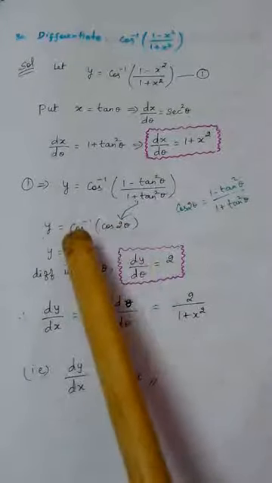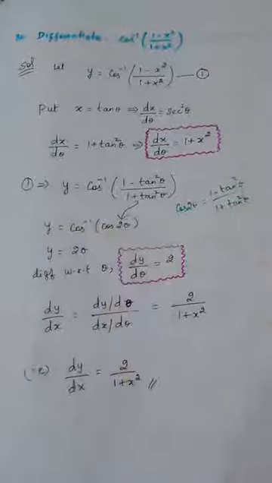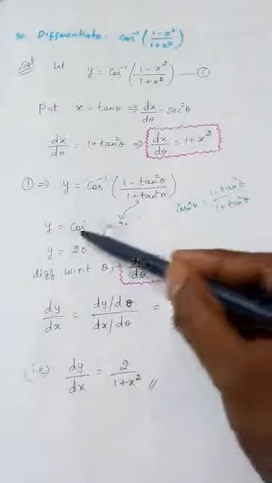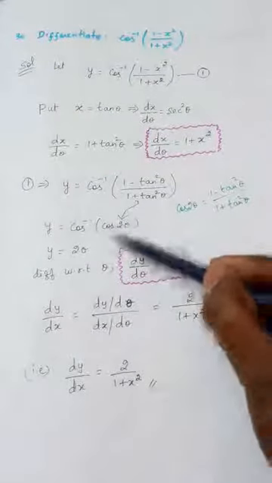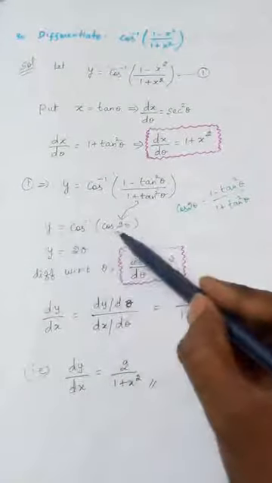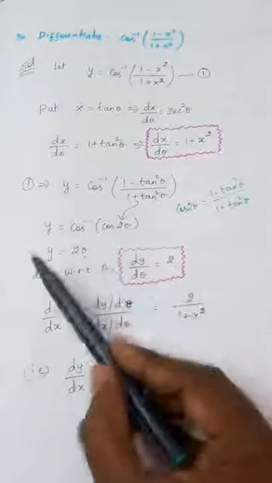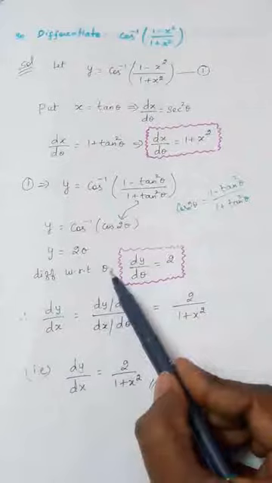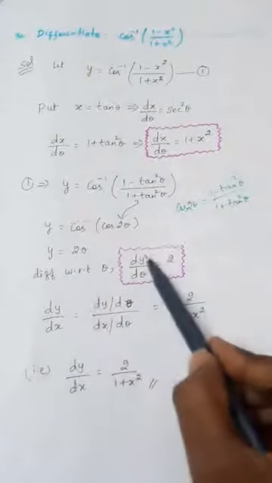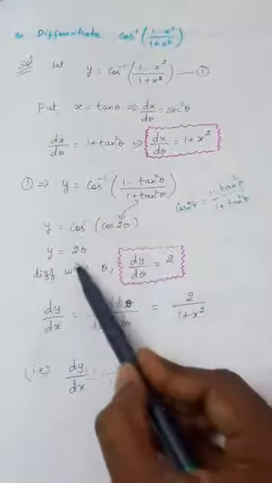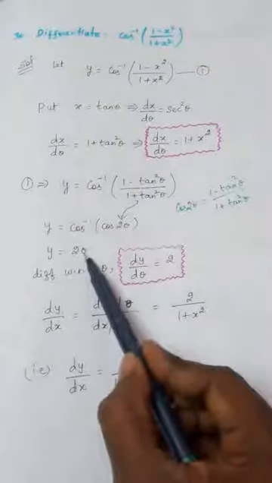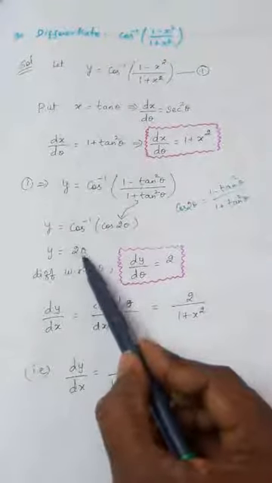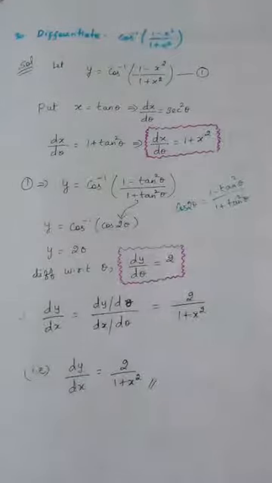Could you understand? Cos inverse cos gets cancelled. So if these two get cancelled, only 2 theta remains. So y is equal to 2 theta. Now again differentiating this with respect to theta, what happens for y? dy by d theta. And on the right side, if you differentiate theta it becomes 1. So 2 into 1, the answer is 2.